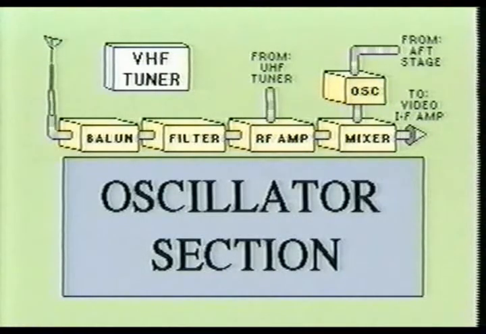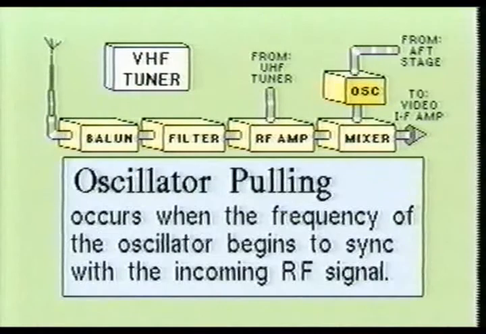At VHF frequencies, it becomes very difficult to combine the oscillator and mixer sections in the same shielded compartment within the tuner assembly due to a phenomenon called oscillator pooling. Oscillator pooling occurs when the local oscillator stage begins to synchronize its frequency with the frequencies of the incoming RF signal. If the incoming RF signal and the local oscillator signal synchronize, a loss of reception will occur. This is due to the fact that the intermediate frequency signal will no longer be produced.